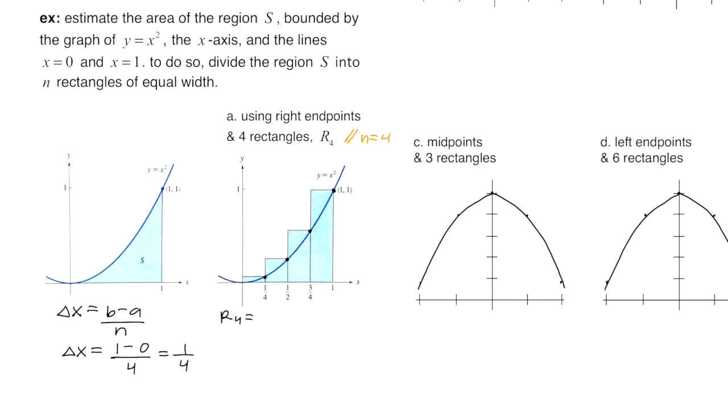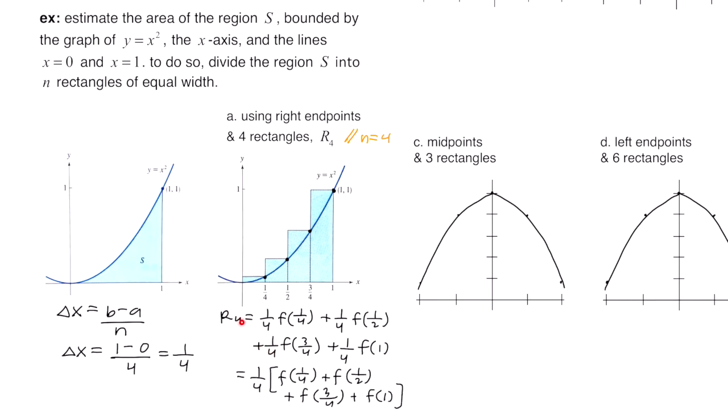To calculate the area for all of these rectangles, you could go 1/4 times the height at 1/4. And then for the next rectangle, it'd be 1/4 times the height, which is f of 1/2. You'll notice because these rectangles are of equal width, each expression has a 1/4 in it, so we can factor the 1/4 to the front. So to find R sub 4, we factor the 1/4 to the front, and then it's just the right endpoints: f of 1/4, f of 1/2, f of 3/4, and f of 1. And so that's written here.